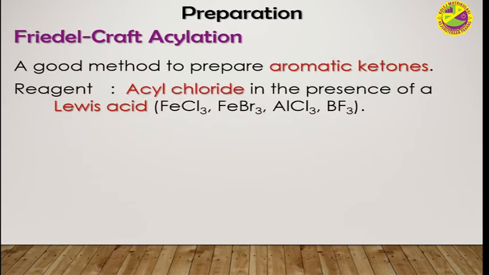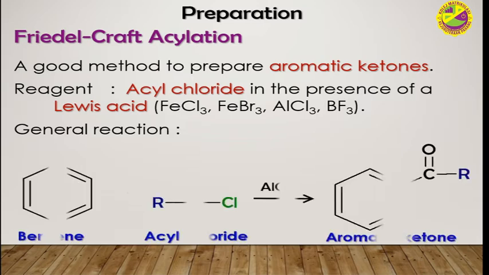The second method is Friedel-Crafts acylation. This is a good method to prepare aromatic ketones. The reagents used are acyl chloride in the presence of a Lewis acid, such as FeCl3, FeBr3, AlCl3, or BF3. The general reaction is as follows.